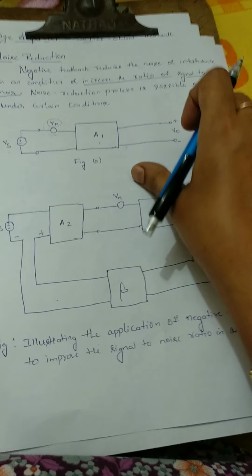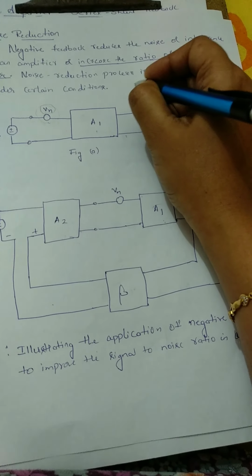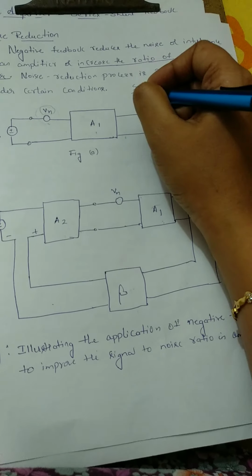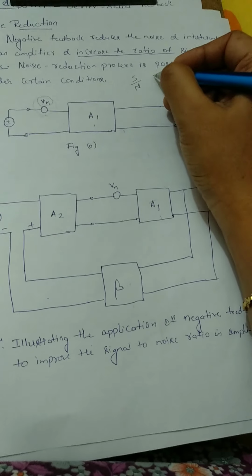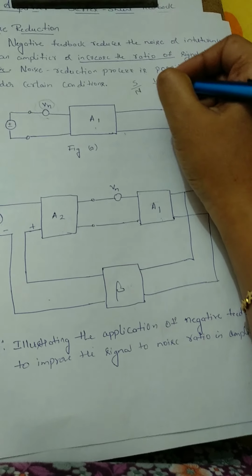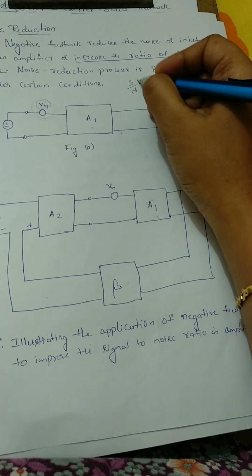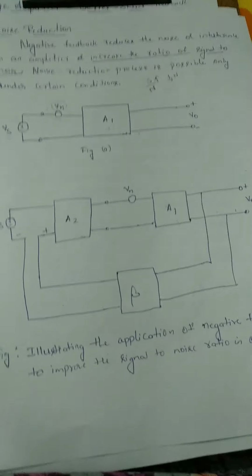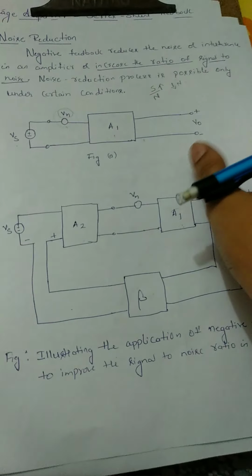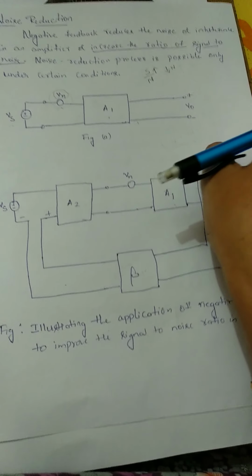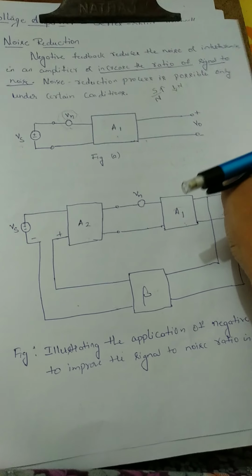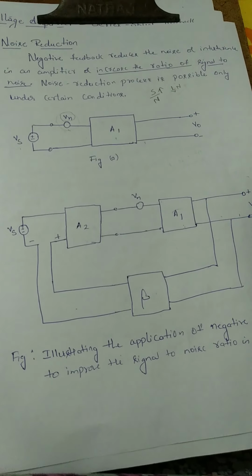So if we reduce the noise, we can say that we are increasing the signal to noise ratio. Reduction in noise means an increase in the signal to noise ratio. So for that we have considered two circuits, where we compare and see how the signal to noise ratio has been increased.